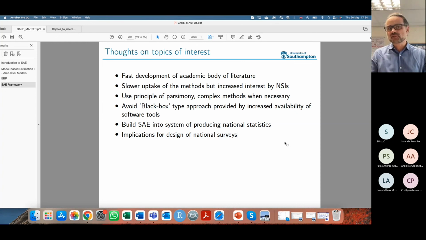Building small area estimation in a system of producing national statistics is very important, and that can have implications for the design of national surveys. For example, the way you select samples and how the sample falls into different areas can have a quite dramatic effect in the production of official statistics.